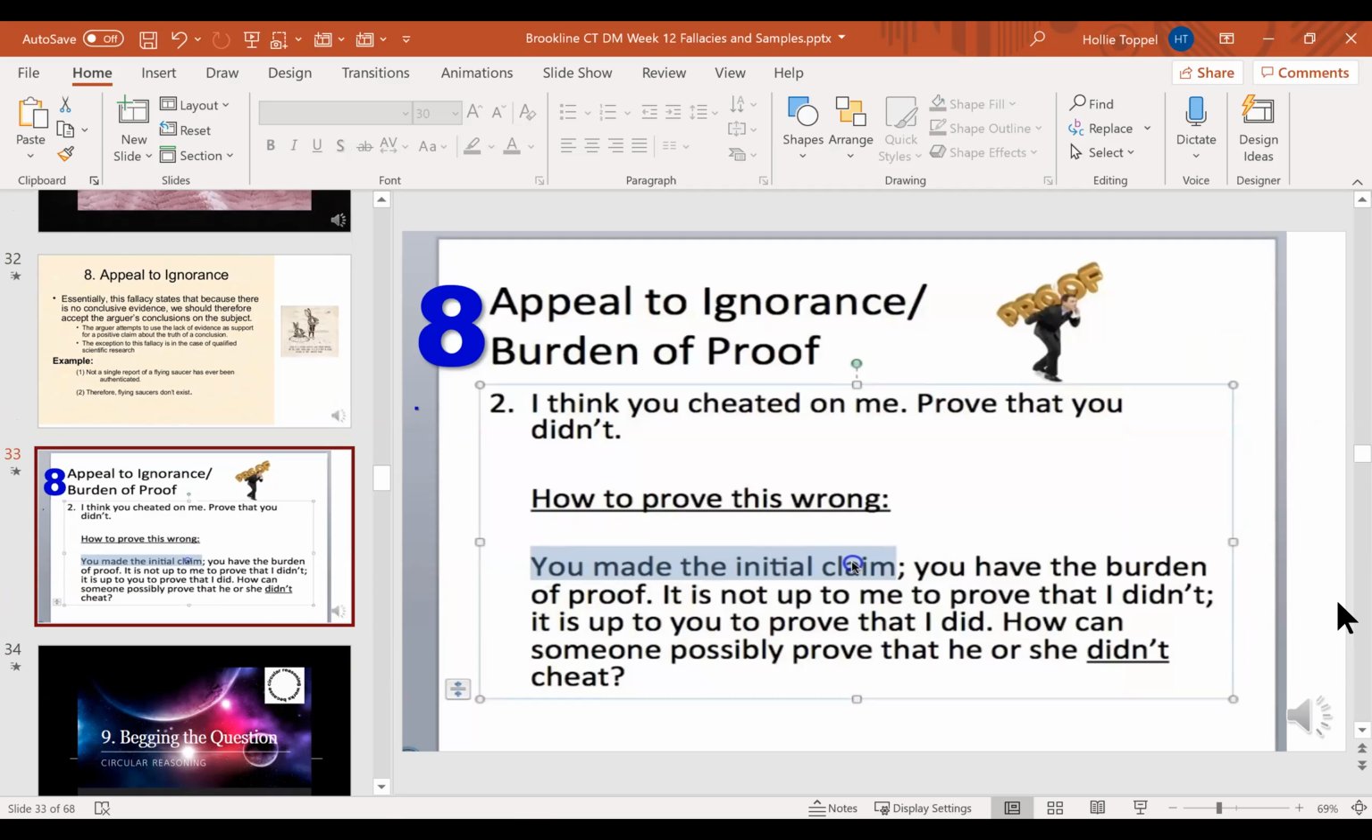You made an initial claim. I think you cheated on me. You've been in relationships. Prove that you didn't. You made the claim, you have the burden of proof. It is not up to me to prove that I didn't. It's up to you to prove I did. How can somebody possibly prove he did or didn't cheat?